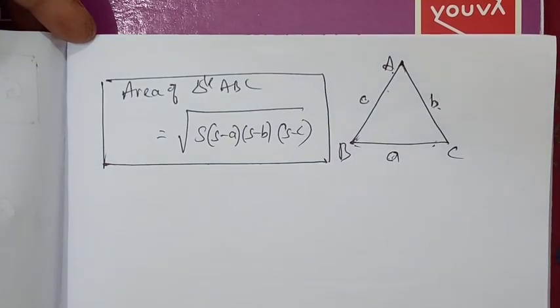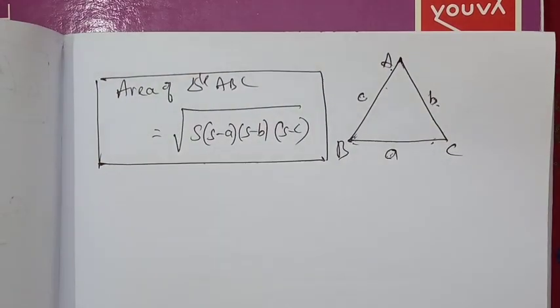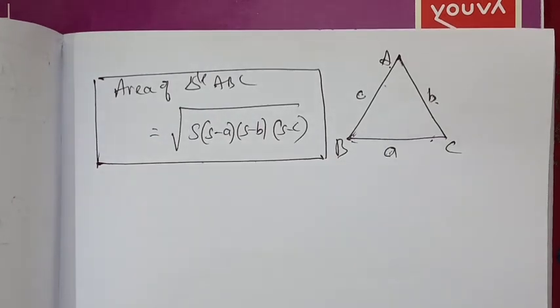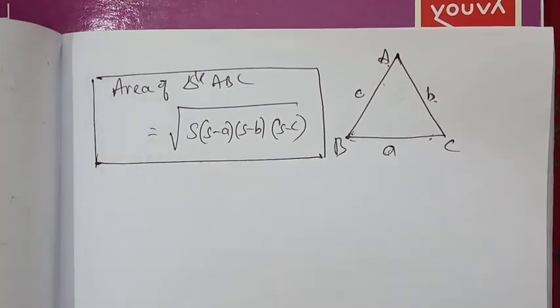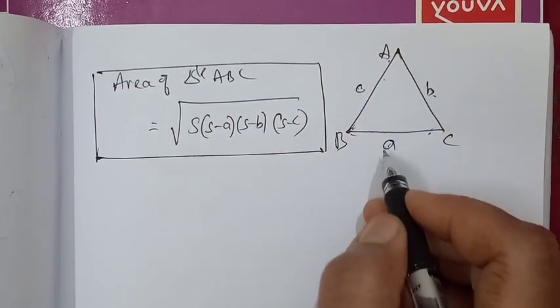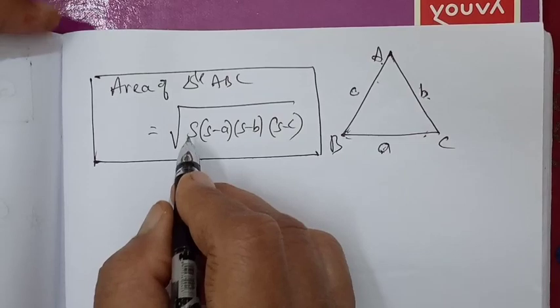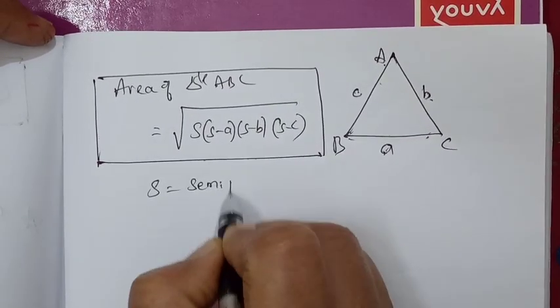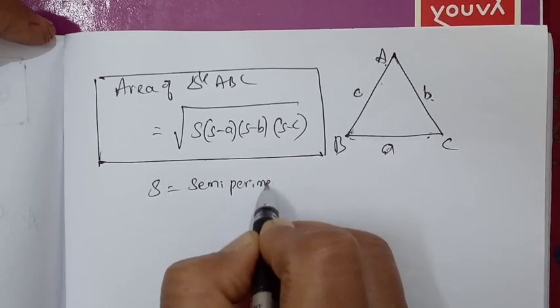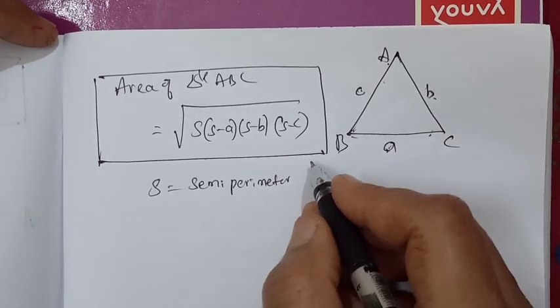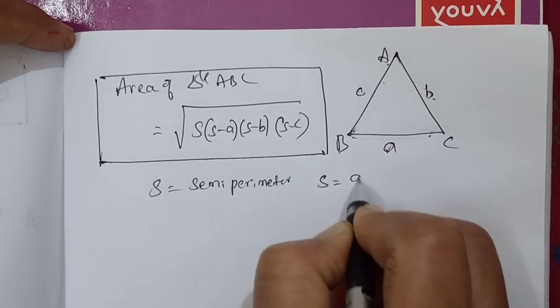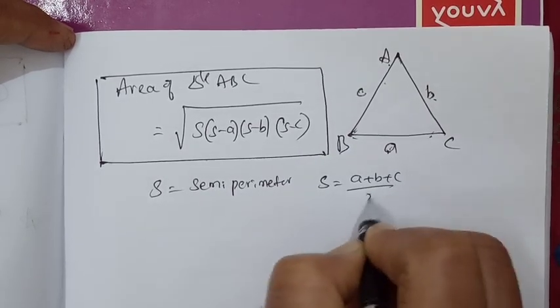Okay, I just finished the formulas of area of triangle. One is when three vertices and coordinates are given. The second one is when base and height are given. The third one is when the lengths of the sides are given to us. Okay, so what is s here? s is nothing but the semi perimeter. What is semi perimeter? s is equal to (a plus b plus c) by 2.